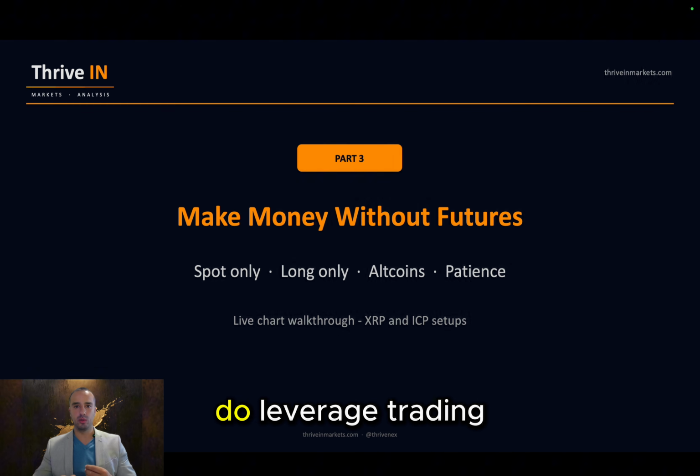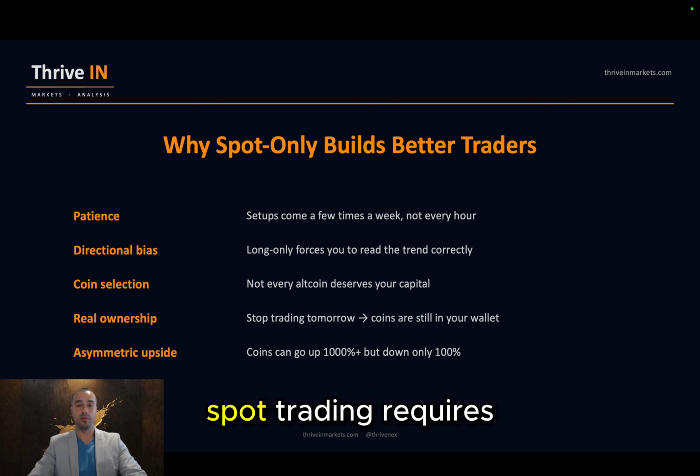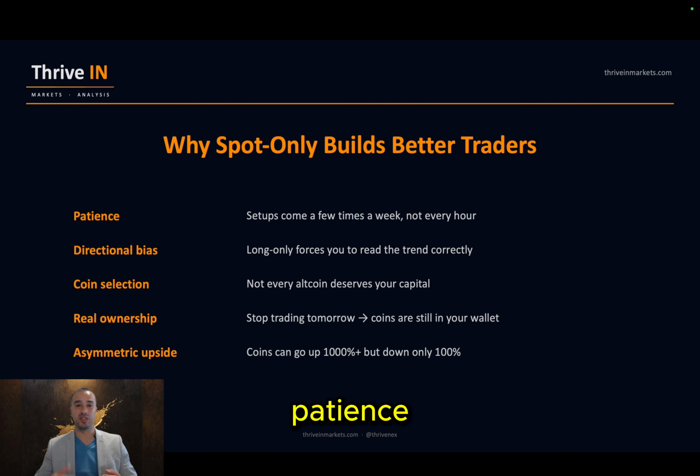If you do not want to do leverage trading, you can do spot trading. Spot trading requires patience. There is directional bias. You can go long only, which forces you to read the trend correctly. And you have real ownership. If you go to Coinbase and buy Bitcoin and send it to your wallet, you own Bitcoin. Leverage trading, you don't own it. You're just in a position and you are betting that the position will go in your favor.